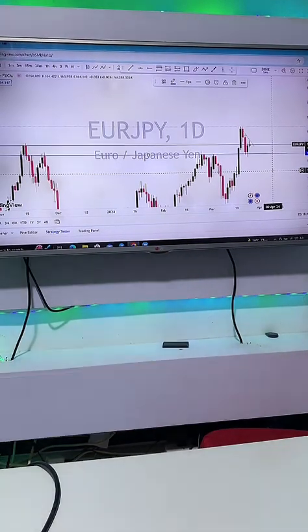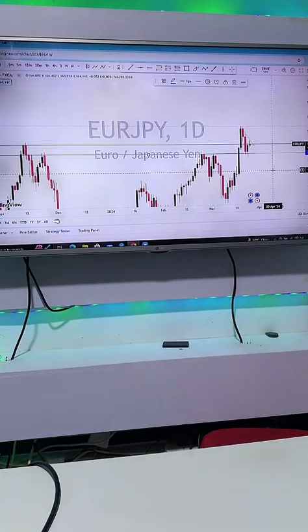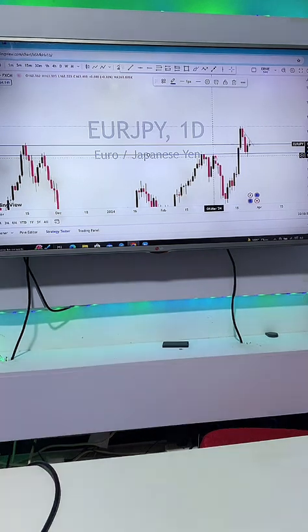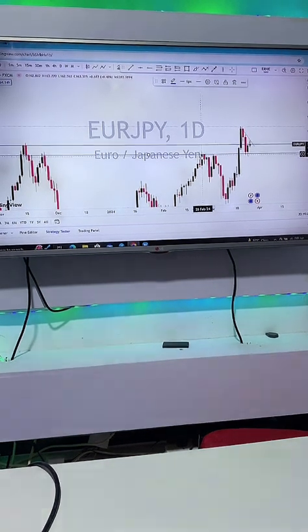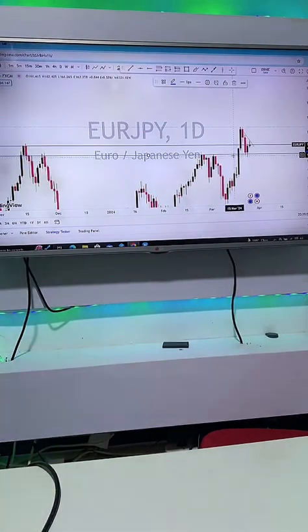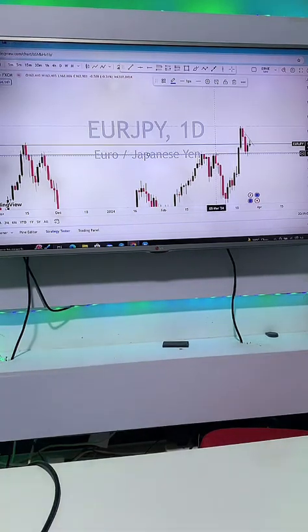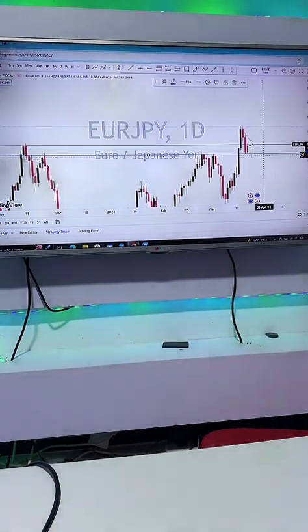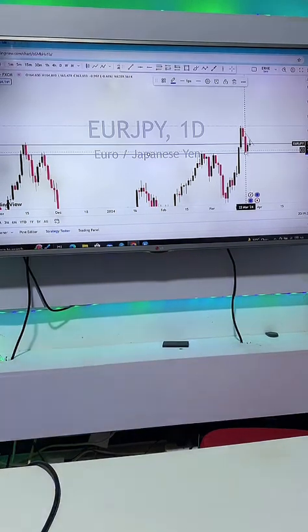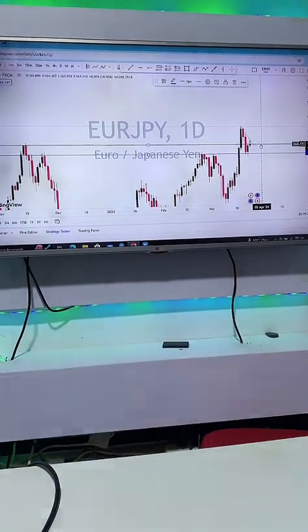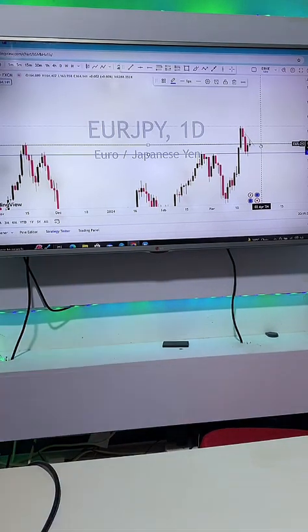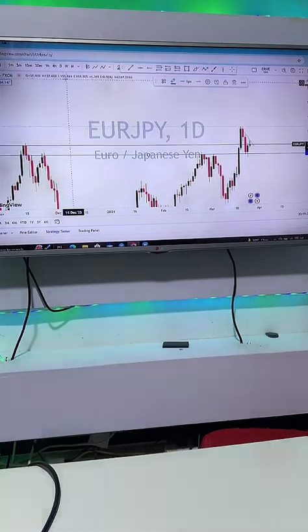So guys, wait, don't sell Euro JPY on daily. You can see that's a nice breakout. And now you see it has retested. So don't be in a hurry to buy or sell. Don't be in a hurry to sell, because it might mess you up. Because if today's candle closes above 164.15, the market will still push up.